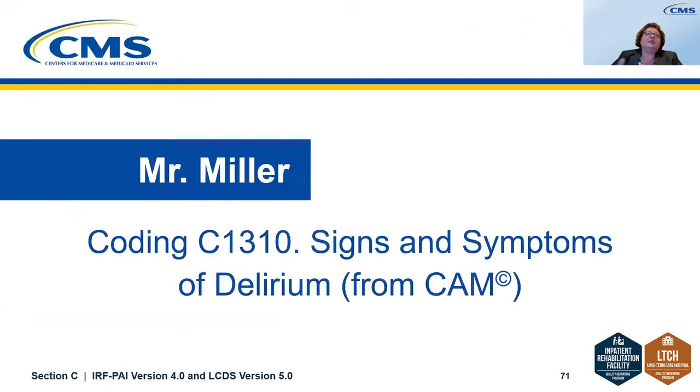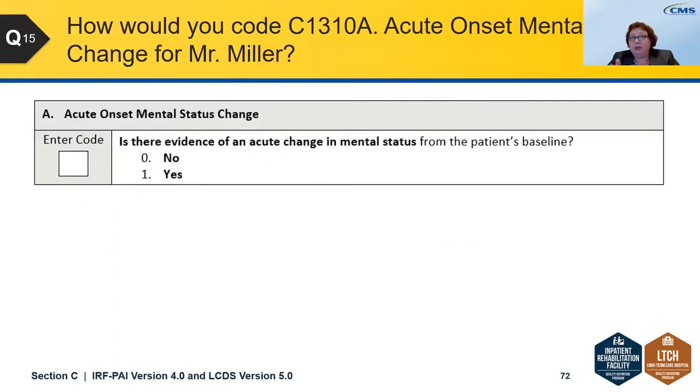Okie doke. So now let's consider the coding of C1310, signs and symptoms of delirium from the CAM for Mr. Miller. Now, reflecting on the video and your notes if you took them, how would you code C1310A, acute onset mental status change for Mr. Miller? Is it code 0, no, or 1, yes? Did Mr. Miller present with an acute onset mental status change? You got to think about that one.